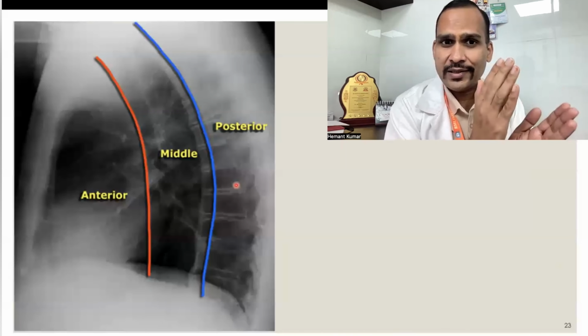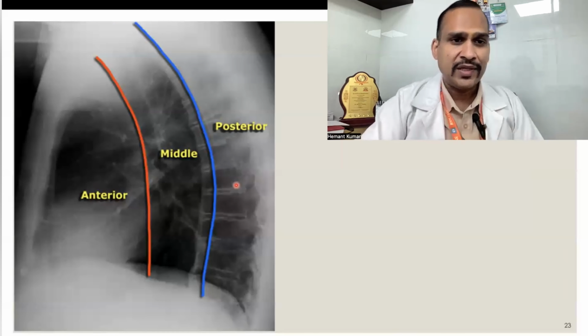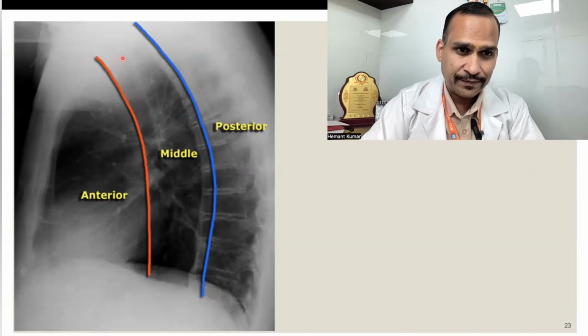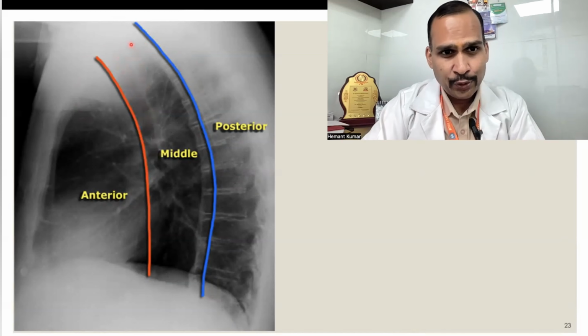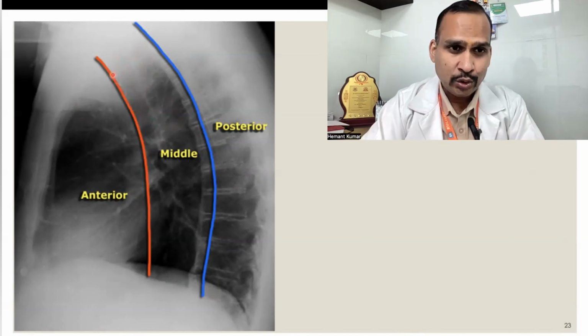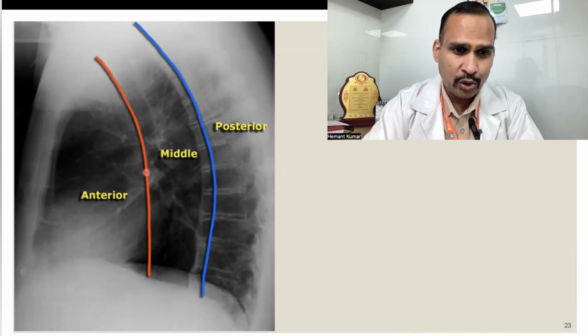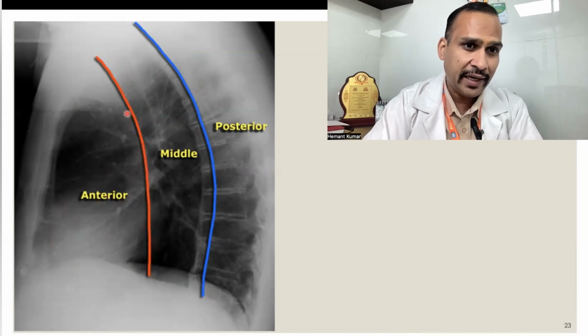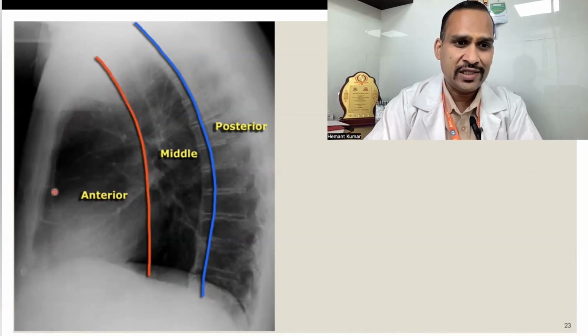How do we divide this mediastinum into three compartments? If you see this X-ray, this is the trachea, anterior is the trachea and posterior is the esophagus. For the anterior wall of the trachea, we have to draw a line from the posterior part of the heart. So this is the heart, the posterior part of the heart, to the anterior part of the trachea. So this is the anterior mediastinum.